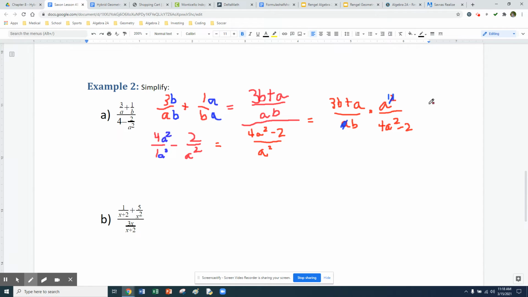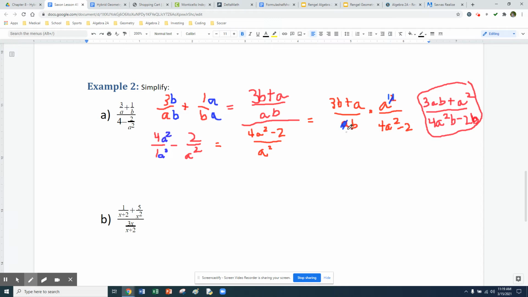So I'd distribute this. It would be 3ab plus a squared over, down here I distribute the b, 4a squared b minus 2b. There, now I have one single fraction, 3ab plus a squared over 4a squared b minus 2b. And that should be a b there. Kind of looks like a 6, but that would be a b.